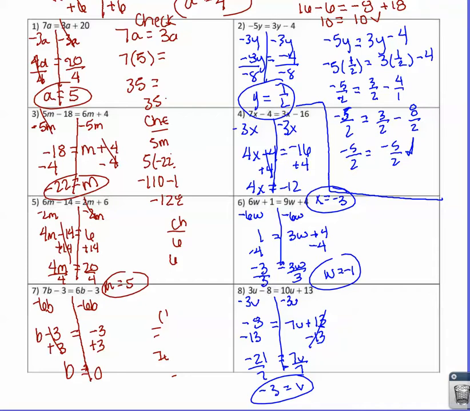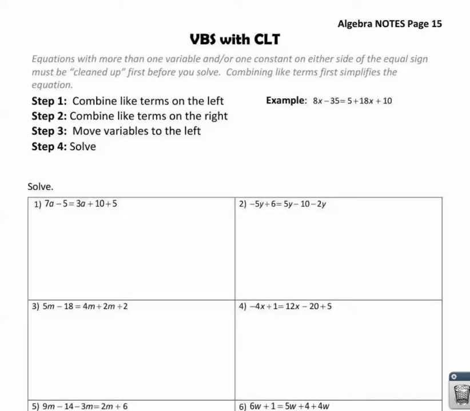Now let's turn the page to page 15. So now we're going to take this a step further, and we're not only going to have variables on both sides, or VBS, but we're going to have to also combine like terms. So you need to clean up each side of the equal sign to one term with a variable, one term with a constant prior to being able to move things around.